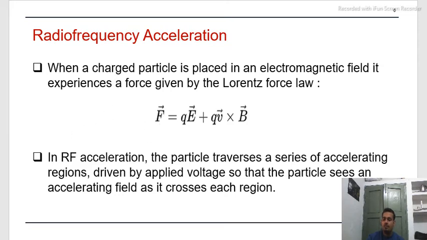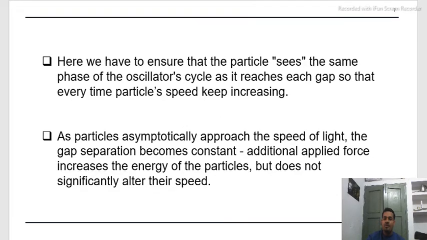In RF acceleration, the particle traverses a series of accelerating regions driven by an applied voltage. When the particle crosses each region, it sees an accelerating field. We have to ensure that the particle sees the same phase of the oscillator cycle each time it crosses the accelerating region. Otherwise, the particle speed may decrease, which is not a favorable condition for us. As the particle speed asymptotically approaches the speed of light, relativity comes into the picture, and the applied force increases the energy of the particle but doesn't significantly alter its speed.